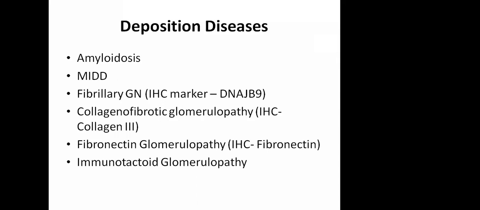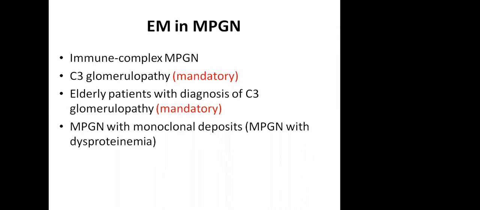So other deposition diseases like amyloid, monoclonal immunoglobulin deposition disease, fibrillary GN, collagenofibrotic glomerulopathy, fibronectin glomerulopathy, immunotactoid. So you need to do electron microscopy. EM plays a role in diagnosis of these deposition diseases.